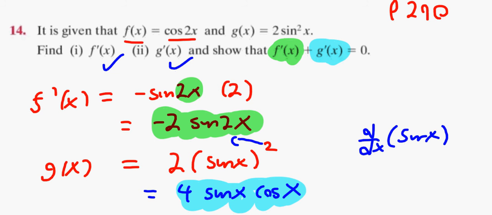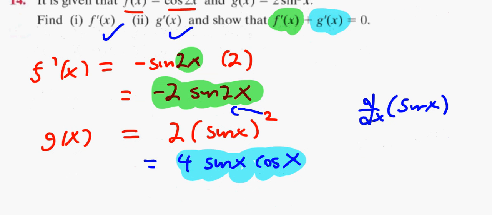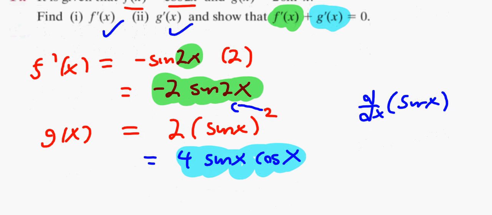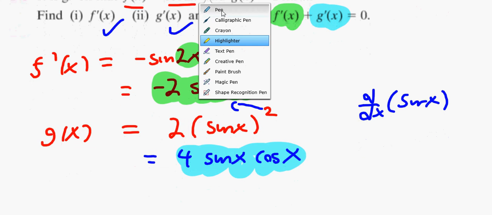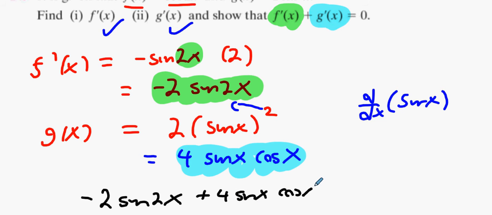Show that it equals 0. Did anybody get it to equal 0? Where did I make my mistake? Oh, I see. I didn't make a mistake. We're good. I thought I made a mistake, but I didn't. So I get the green one, I add it to the blue one, and I have to prove that it's equal to 0.